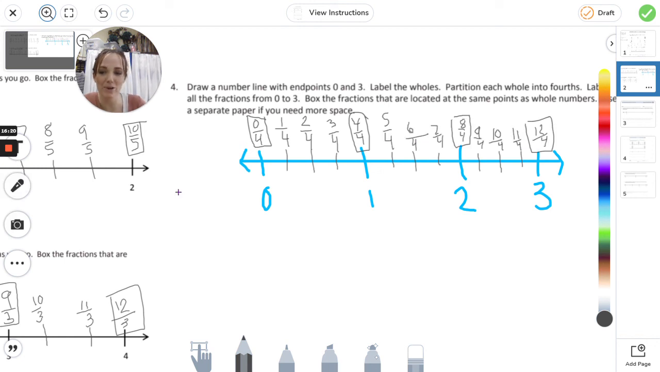Okay, compare your number line to my number line. Did you make it from 0 to 12 in your numerator? If you did, then you did it correctly. You should have 0 fourths, 1 fourth, 2 fourths, 3 fourths, 4 fourths, and that's a whole. Then 5 fourths, 6 fourths, 7 fourths, 8 fourths, that's another whole. 9 fourths, 10 fourths, 11 fourths, 12 fourths. If yours doesn't match, study mine closely and see what you need to fix.